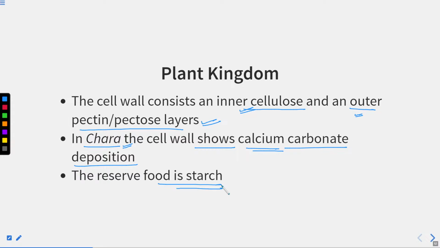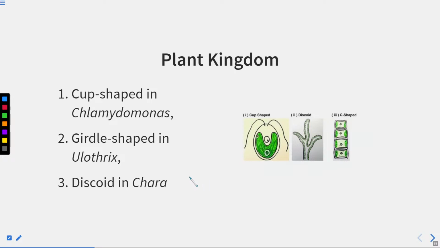The reserve food material is the starch. Their chloroplast is of different shape. So here you can see the cup shaped in the case of Chlamydomonas. This Chlamydomonas is having cup shaped. Girdle shaped in the case of Eulothrix. This is the Eulothrix. It is having the girdle shape, and discoid form in the Chara.